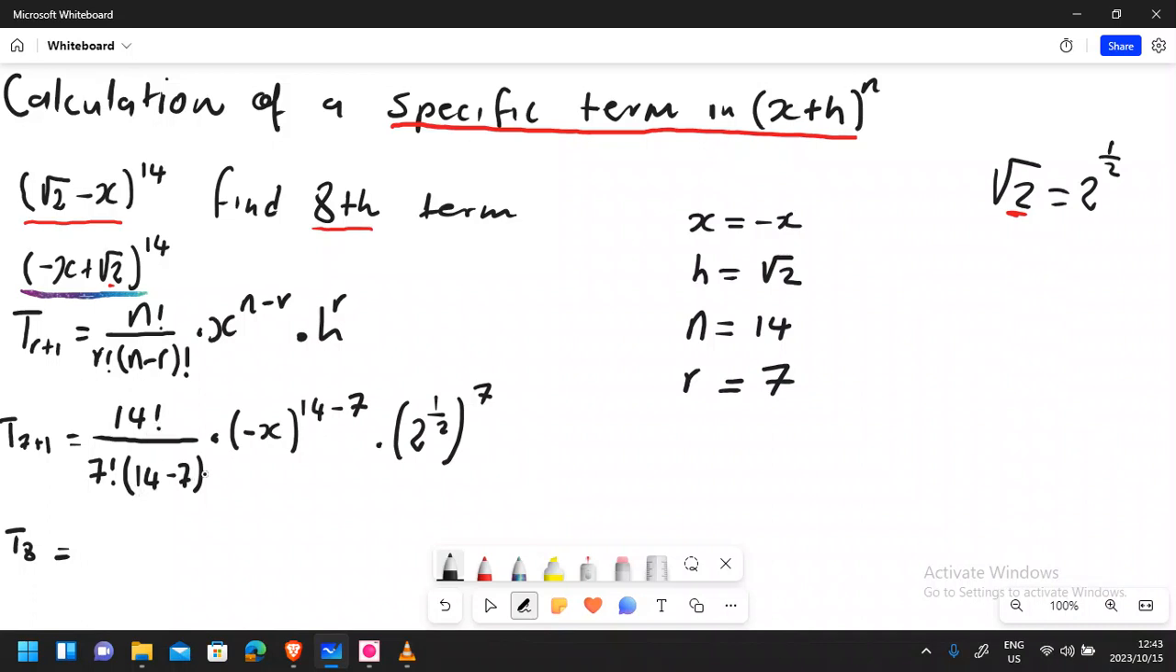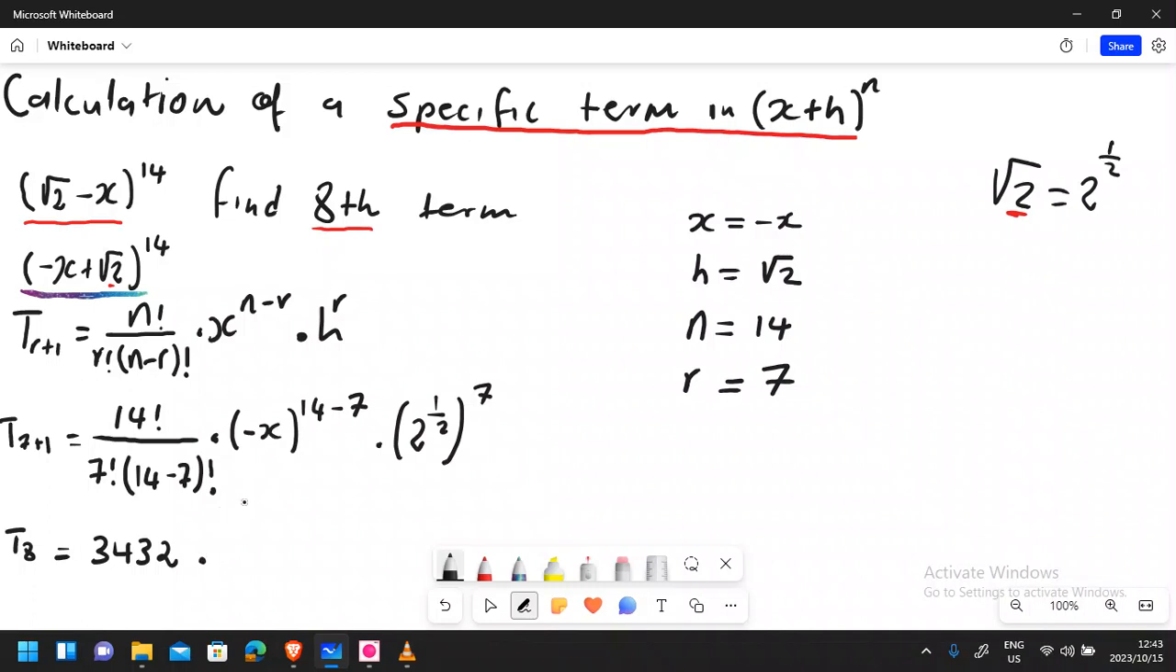And you do the very same thing here. Oh, I forgot to put factorial in, guys. Okay, so you put this on your calculator. So when you put this on your calculator, you will have 3,432.